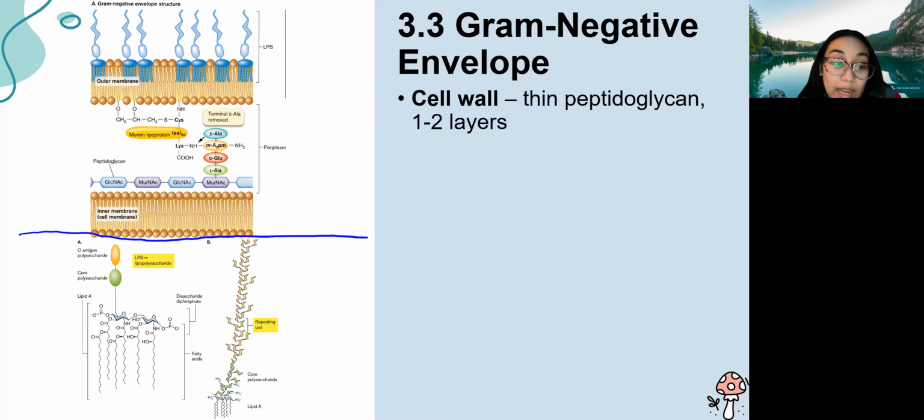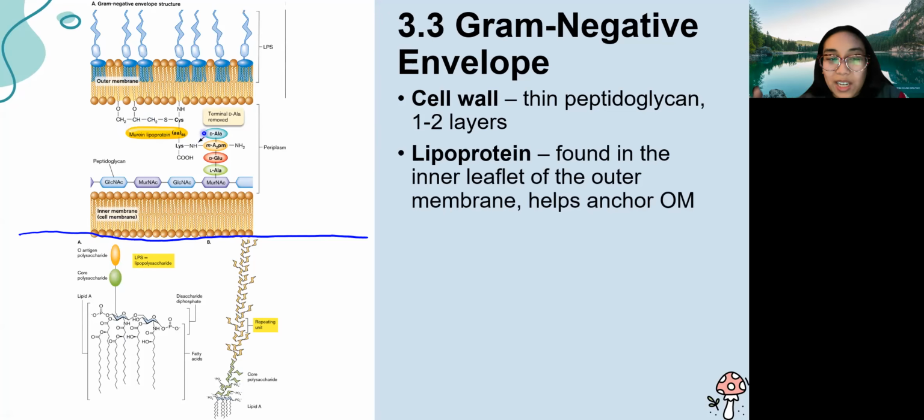They have a specific group of proteins called the lipoproteins. And here's an example, the murein lipoprotein. There are different types. Murein is just one type of lipoprotein, but there are different ones. In this case, it's murein, and it's a lipoprotein that is found in the inner leaflet of the outer membrane.